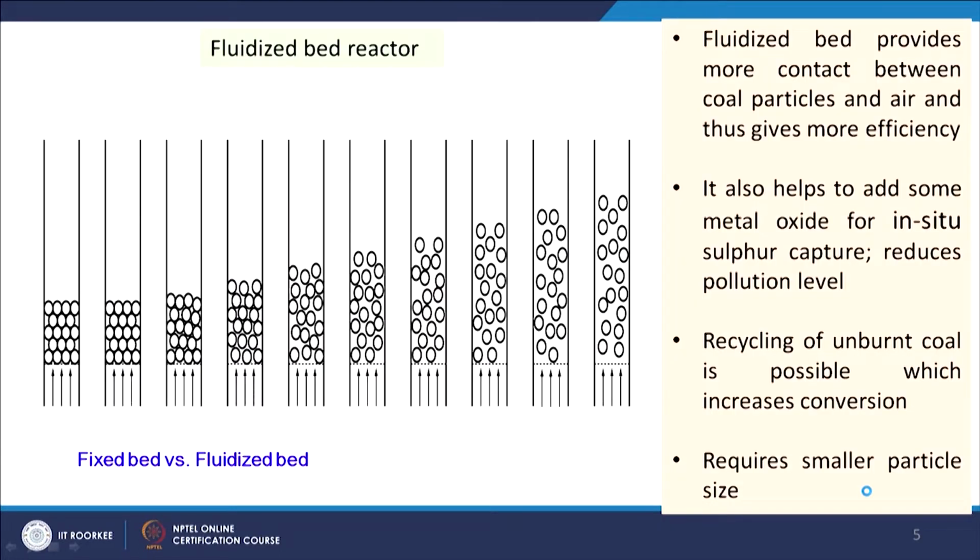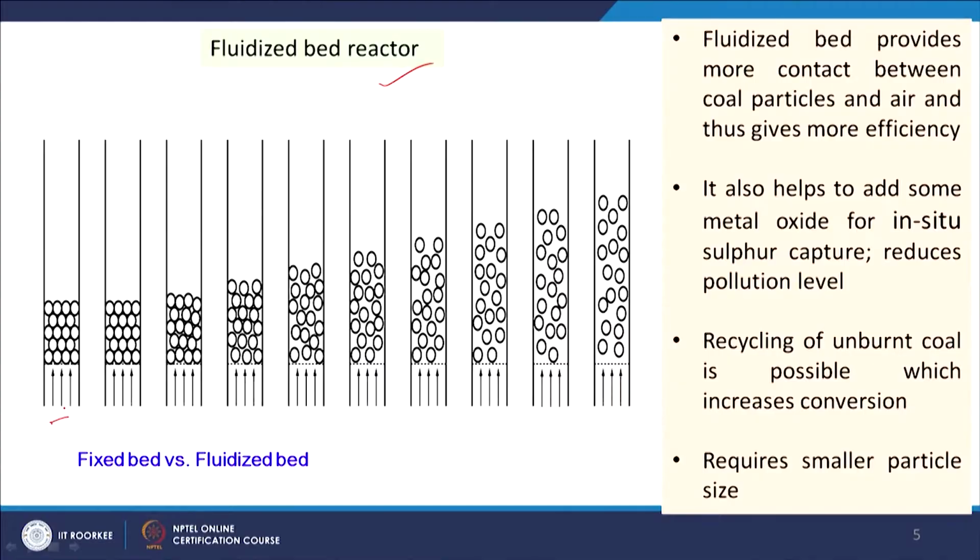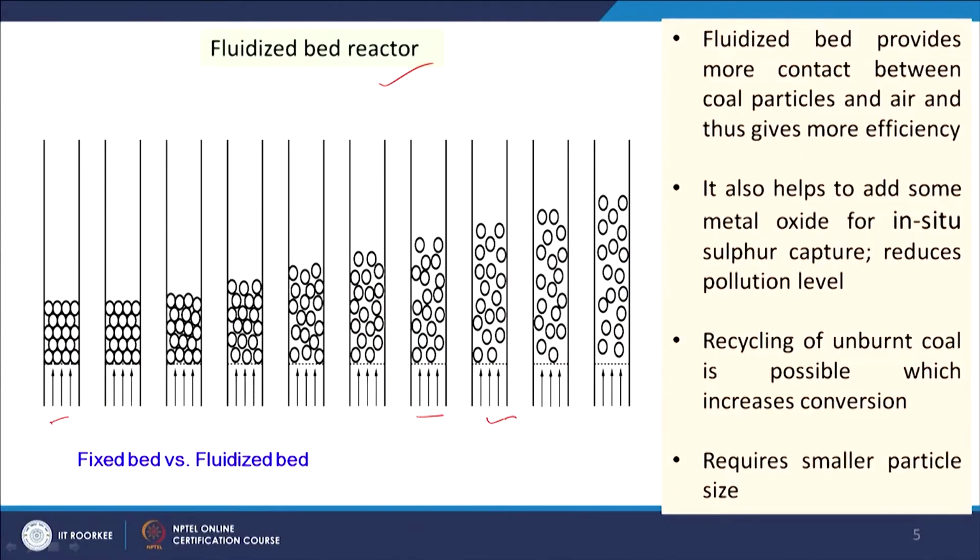Now, we are coming to the changes which we can have during the process. One is the fluidized bed reactor. If a fluidized bed reactor is used, then we have the possibility of more reactions. How? Because you see here, it is a fixed bed and these are fluidized beds. In a fixed bed, the particles are very close. In a fluidized bed, the particles are not very close, they are separated. Coal combustion is a solid and gas phase reaction. When the solid particles are surrounded by more gas molecules, there is a good chance of reaction. That is why we get more chance of reactions in a fluidized bed reactor, and in this case the particle sizes are also smaller.